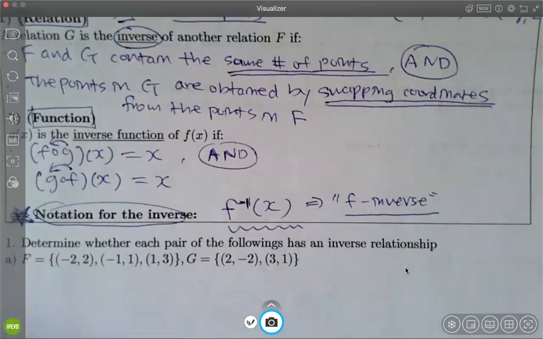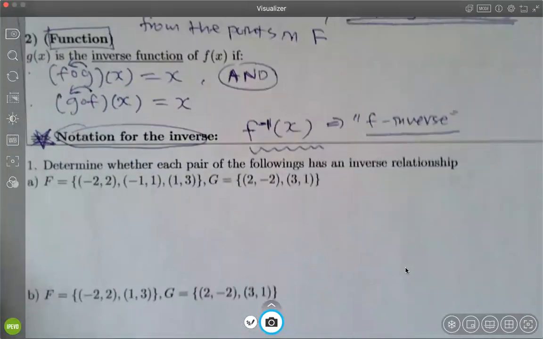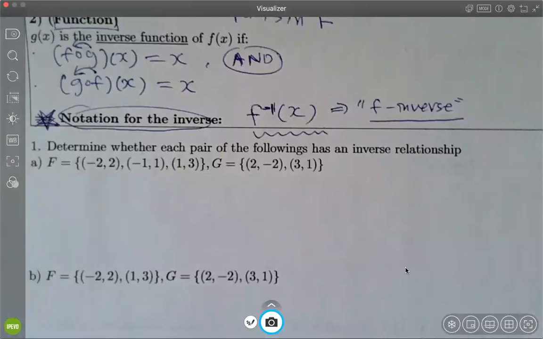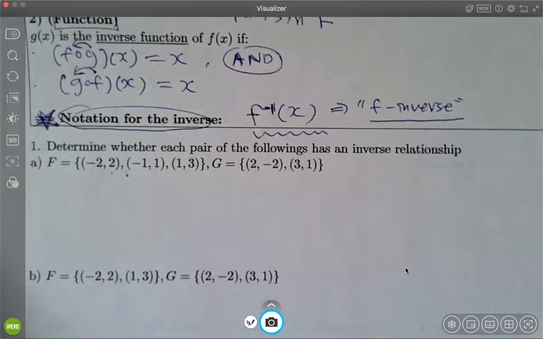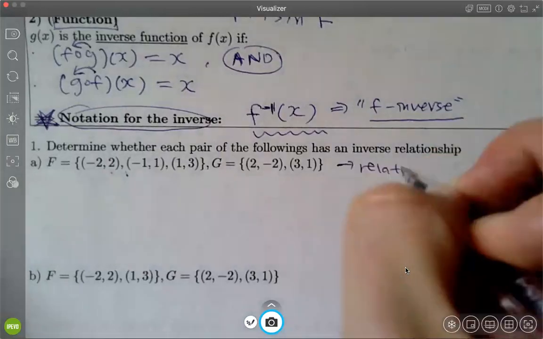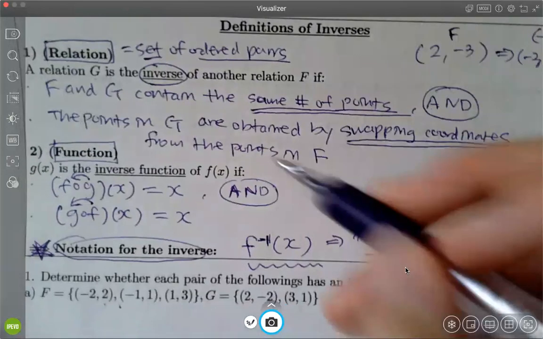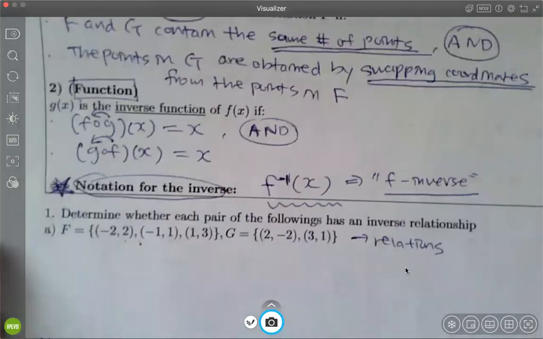Okay, so now let's work on the following problems. Determine whether each of the following has an inverse relationship. So that means, in short, are they inverses? So part A. You can see that there are relations, right? Sets of points. So these are the relations. Now what do we have to check? These two, right? So now, are they inverses?